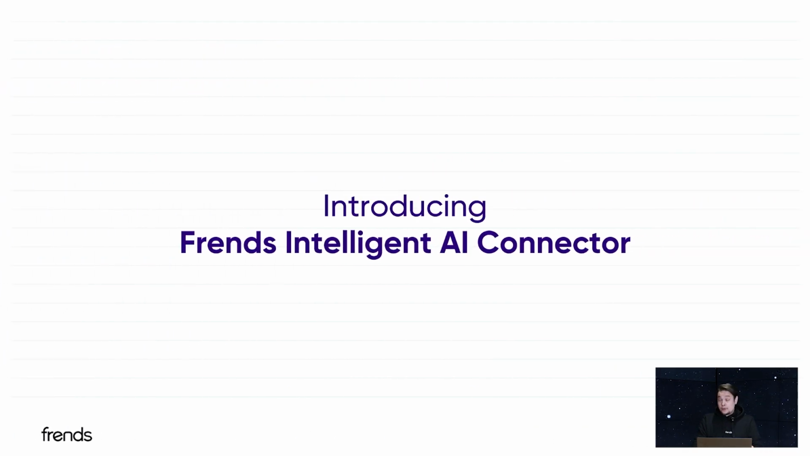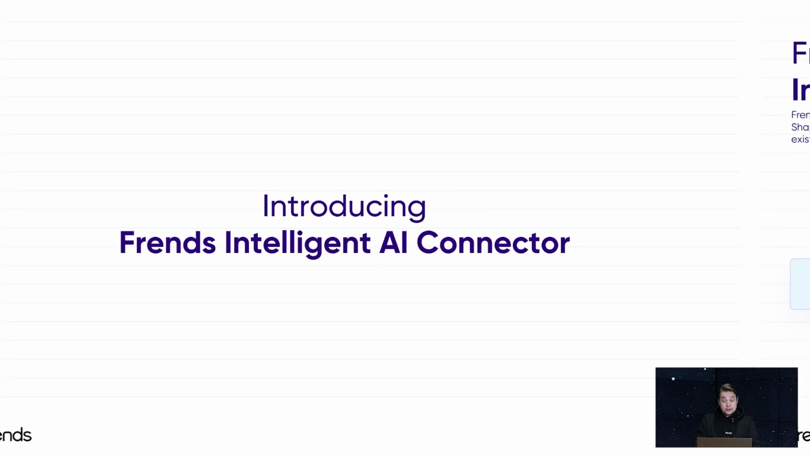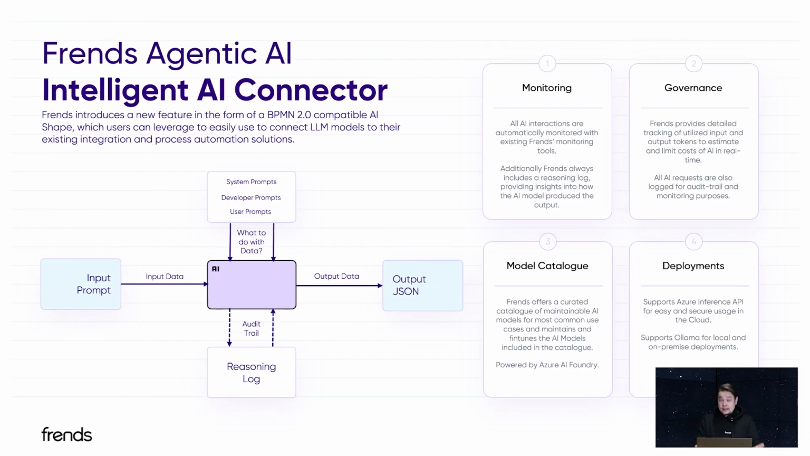So without further ado, as we have now reached a little bit of common ground in terms of our thinking, in terms of where we are, where we want to be going, and how we want to help the customer achieve those goals and steps, we can move on to introduce our Frends Intelligent AI Connector feature, which in essence is following those three guidelines to the letter.